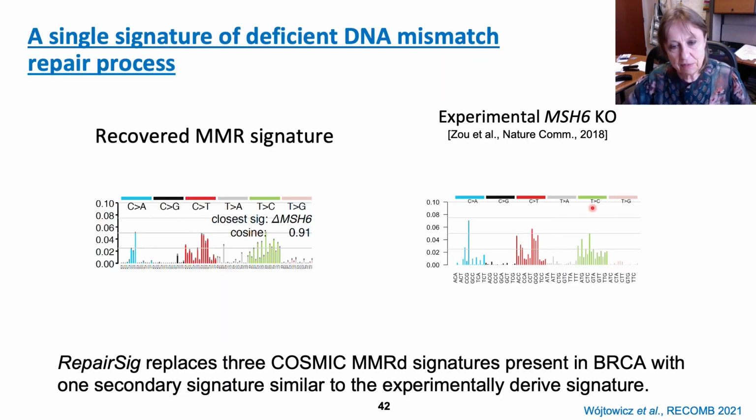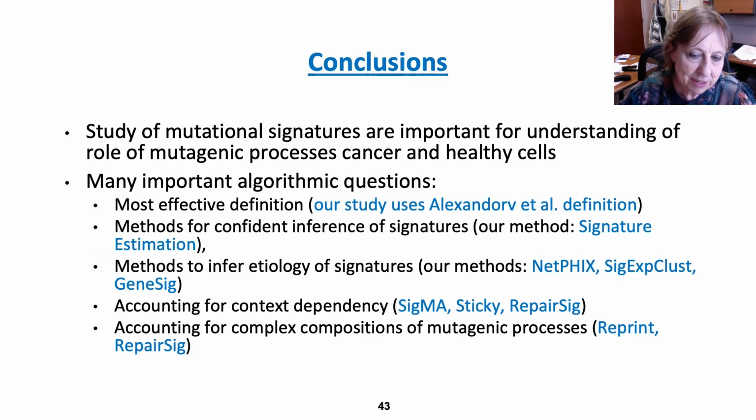And we are excited to find that with this more complex model, we don't need 7 mismatch repair signatures anymore, but rather we've been able to uncover one mismatch repair signature, and we could compare the mismatch repair signature uncovered with our method with an experimental signature that was obtained by knocking out one of the components of the mismatch repair pathways, and those two were in excellent agreement. So this brings me to the conclusion of my talk.